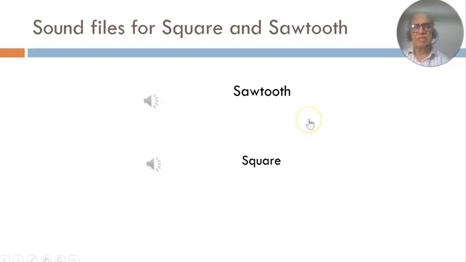Alright, so we have seen that by using more complex waveforms, you can generate different nature of sound for the musical notes, and that's all in this session.